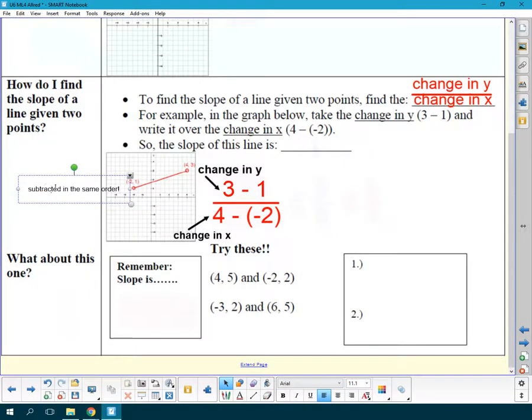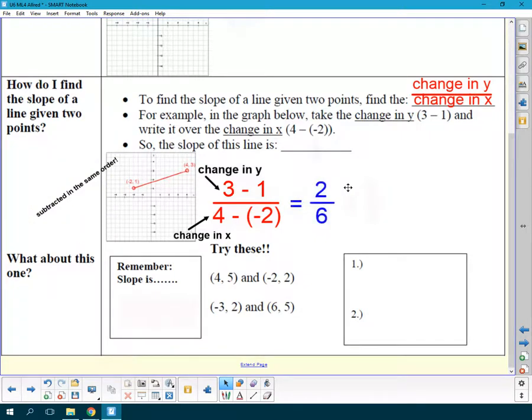2 over 6. I can simplify that to 1/3, and I would say that, hey, that's my final answer there for the slope of that line. The slope of that line is 1/3. Maybe that's the same thing you got earlier when I asked you to look at that same line, and maybe it's not. If it is, great job. If it's not, maybe look over my notes one more time and see if you can understand them.